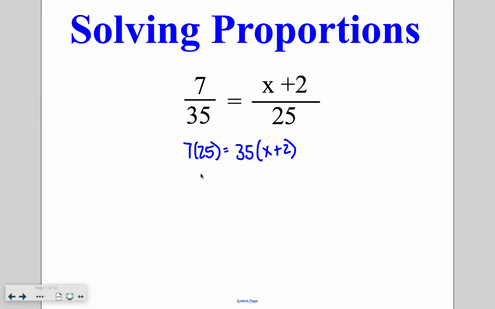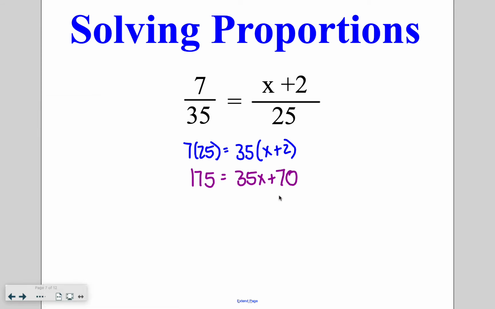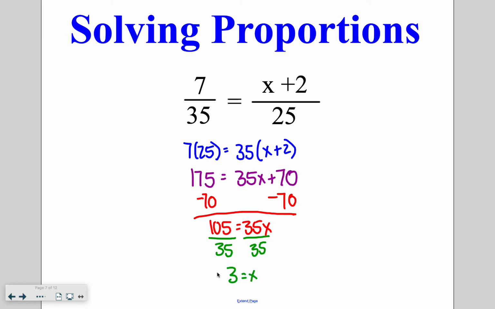Then as I simplify this, on the left side of the equation, I'm going to end up with 175 is equal to, when I distribute, 35x plus 70. Then I'm going to go ahead and solve using my SAD/MEP steps now. So I've got minus 70 on both sides of my equation, giving me 105 is equal to 35x. And then in order to get rid of that 35, I'm going to divide on both sides of the equation, which is going to give me a final answer of 3 is equal to x.